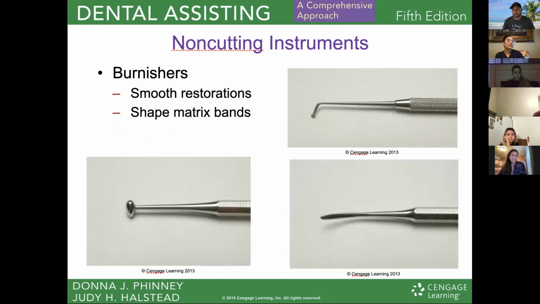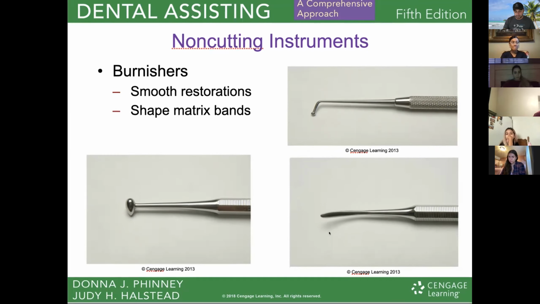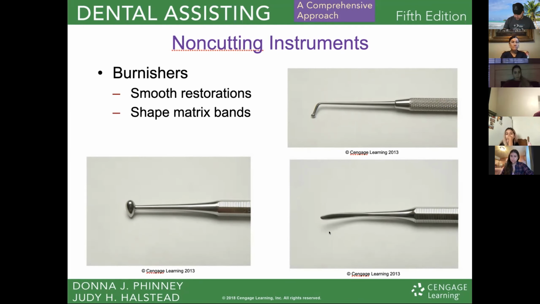Okay, so these are another type of non-cutting instruments. These are burnishers. These are used to smooth restorations and shape matrix bands. We'll be learning how to place a matrix band later on in the course. And so these have different ends. This one happens to be called an egg or a football, some people like to call it. This is a ball burnisher. And then this one here is called a beaver tail. Sort of looks like a beaver tail.